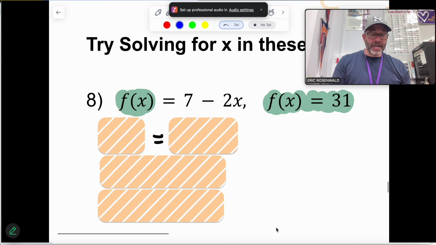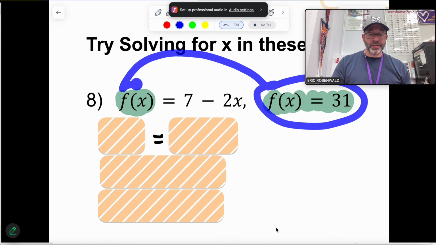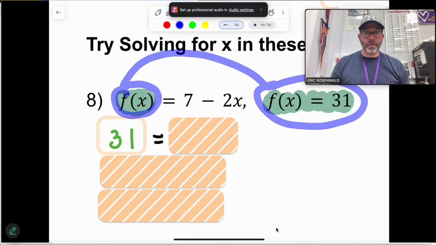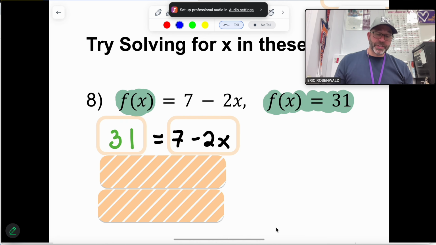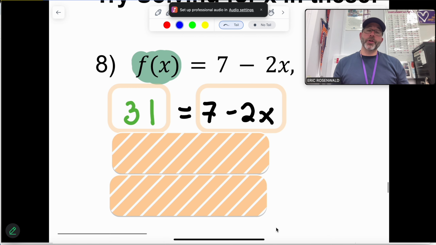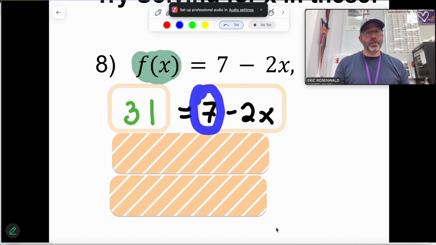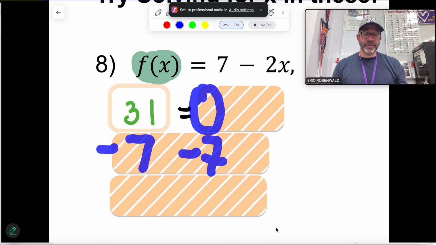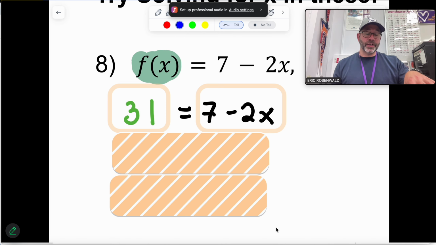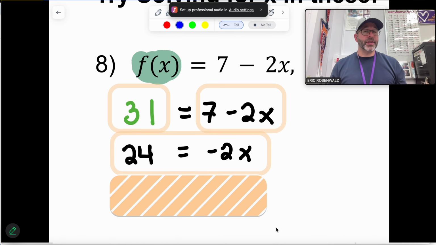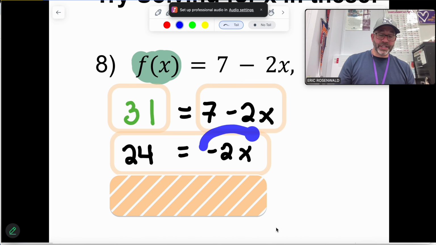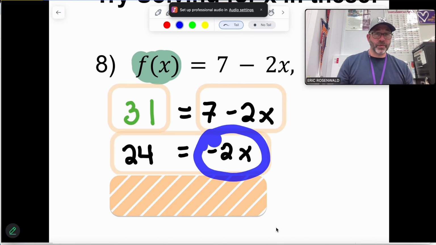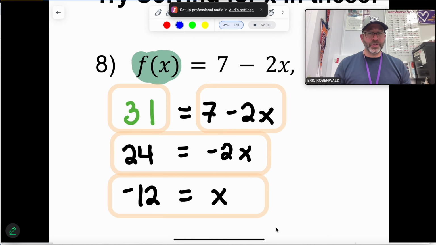We know in this one that f of x is equal to 31, so let's replace this f of x with 31. That 7 minus 2x just comes down. So now we're going to try to solve this. Most of you are going to say 7 minus 2, you're going to subtract right away, but you don't do that. This 7 has to go away first. So it's a positive 7. In order to move that 7, we're going to take away 7 from both sides. If I take away 7 from both sides, it goes away from the right side there, and the left side now has a 24. This negative 2, we have to divide by negative 2 to get rid of it, so that we get negative 12 is equal to x.